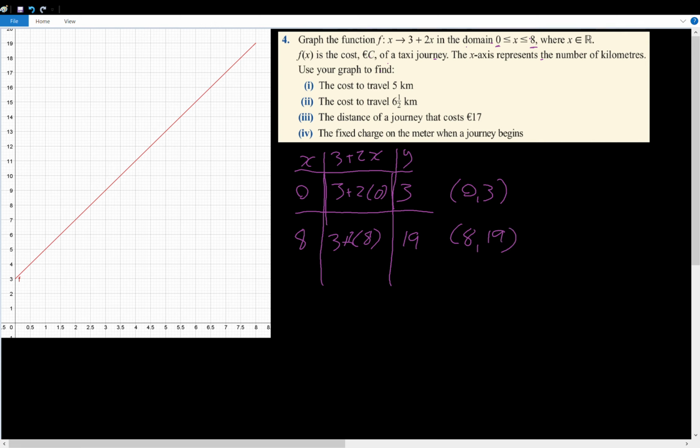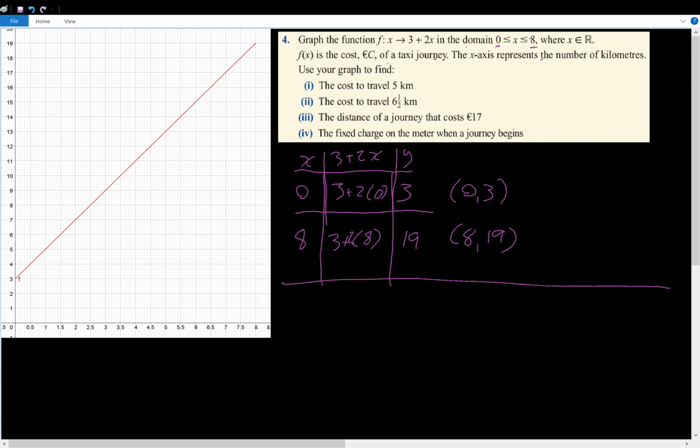And if we plot those 2 points, 0, 3 is at the bottom left of our line, and 8, 19 is at the top right. We would draw those 2 points, get a ruler out, and draw the line in between them. And that's how we would graph this particular function. After that, all the rest of the questions require us to read information off the graph.